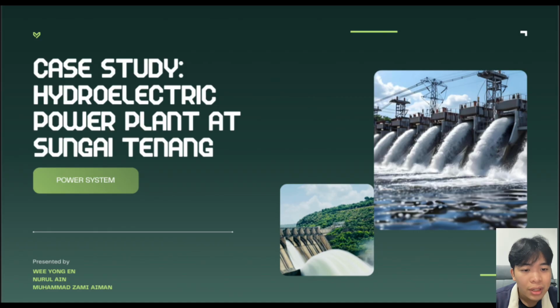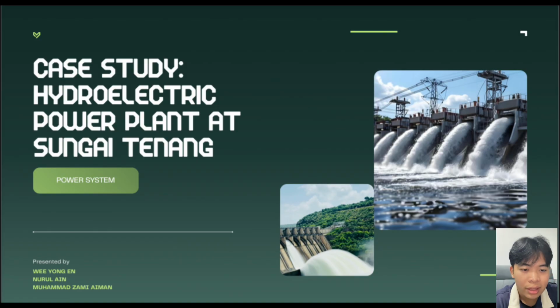However, the construction of the dam alters the natural flow of the river, affecting aquatic ecosystem, sedimentation patterns, and water quality. To minimize the environment impacts, the plant implements environmental control systems such as fish ladders, sediment flushing system, and control water release mechanism.